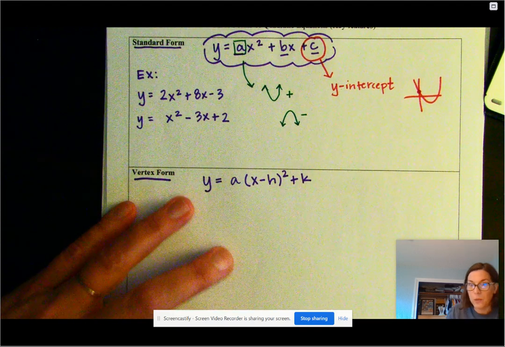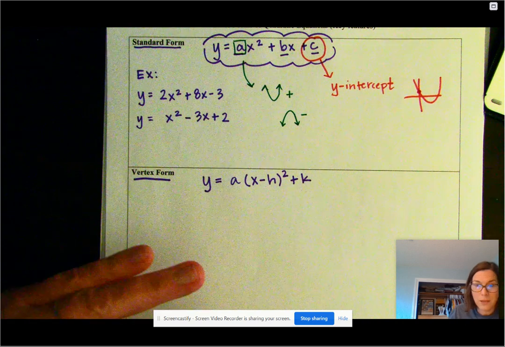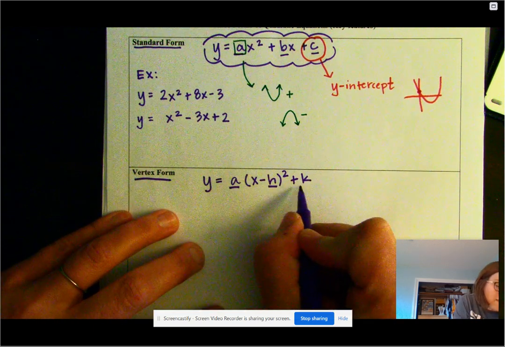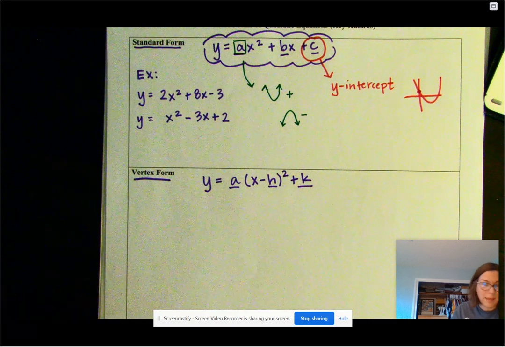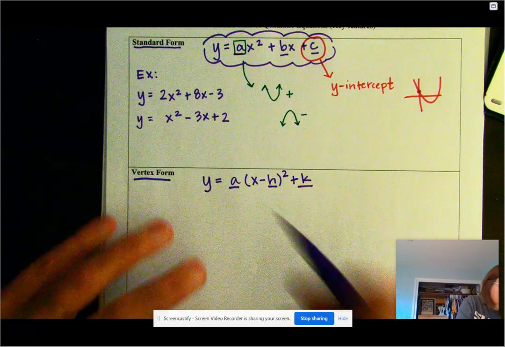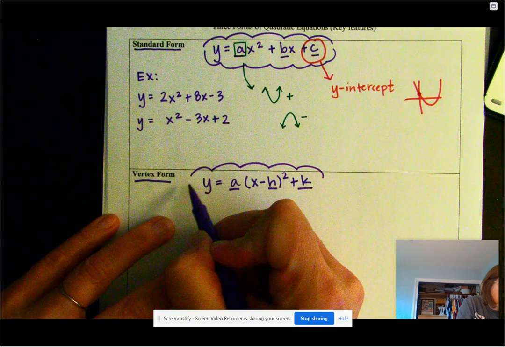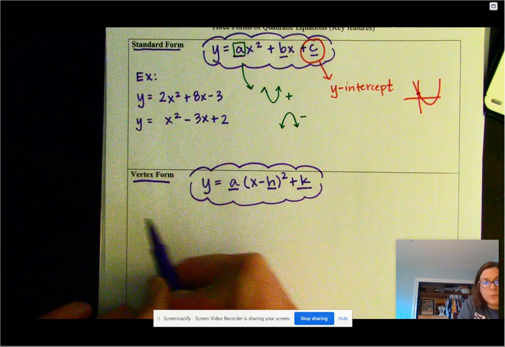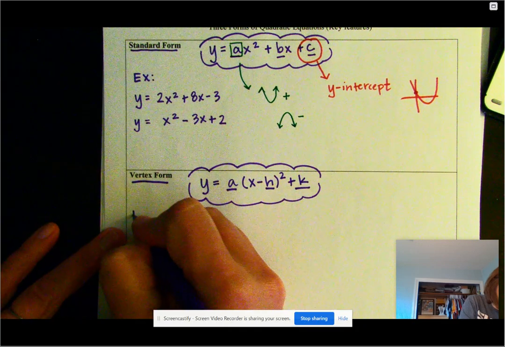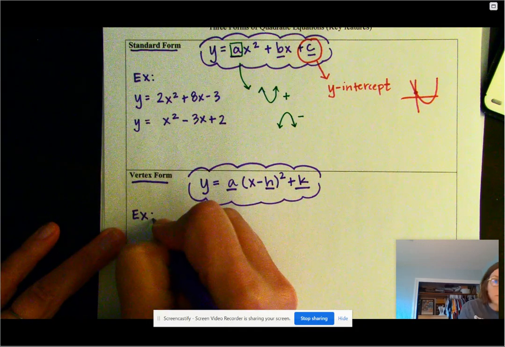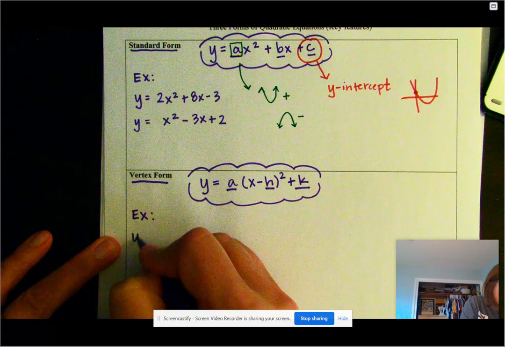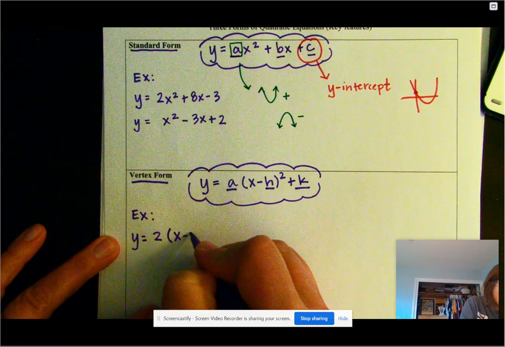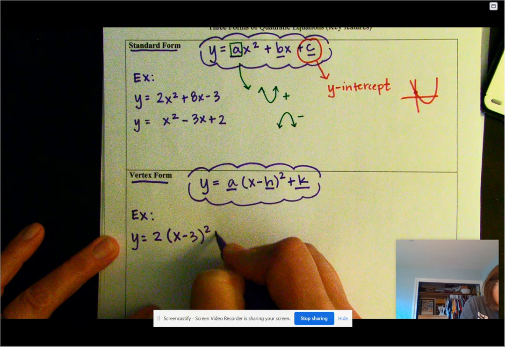And you might be asking, where's this h and k? What does it mean? Okay, we're just going to go with it. a, h, and k are numbers. And this again is called vertex form, and this is it written in general. So here's some examples of what you might see using numbers. You might see y equals 2 times (x minus 3) squared plus 8.